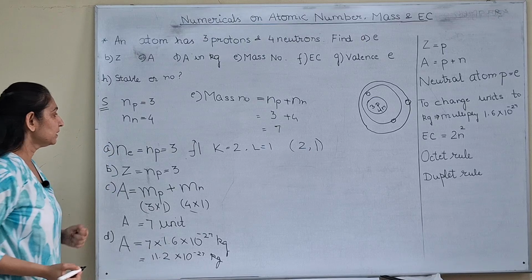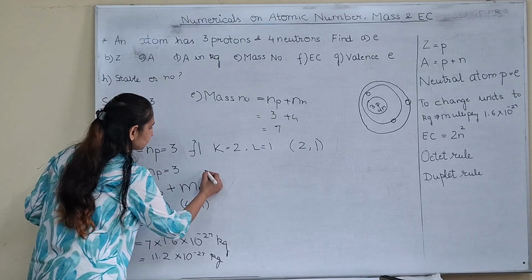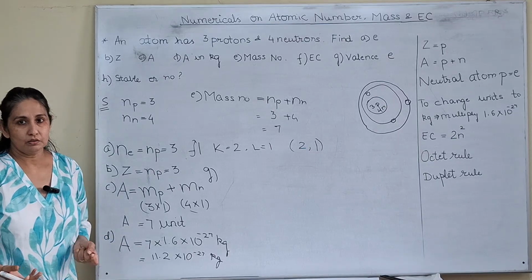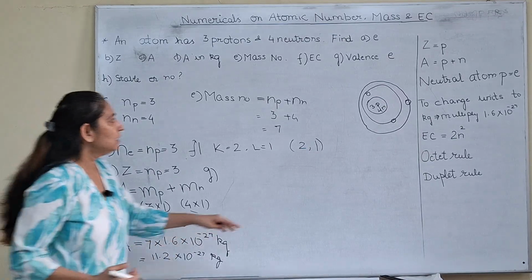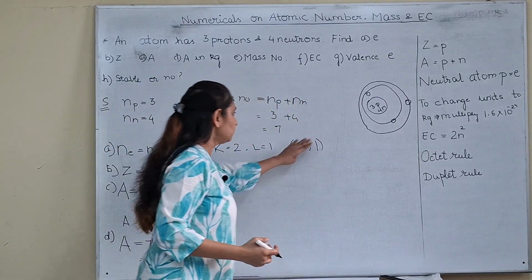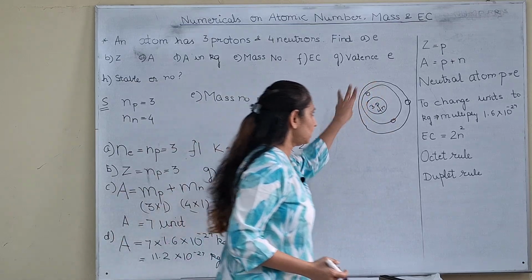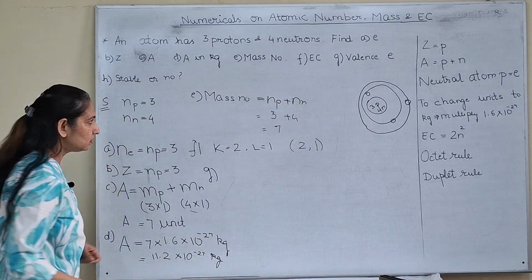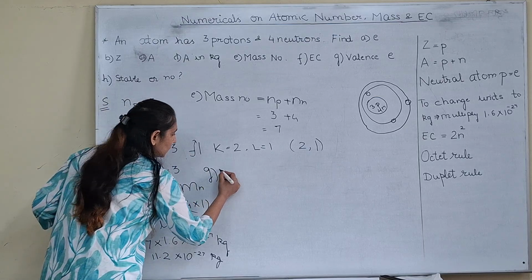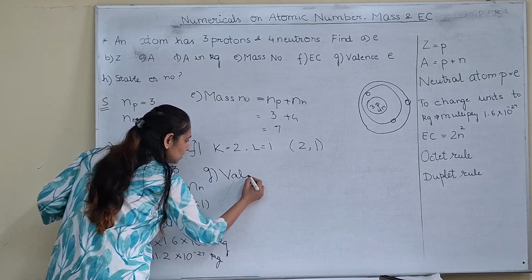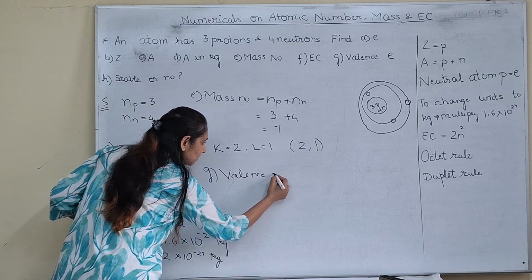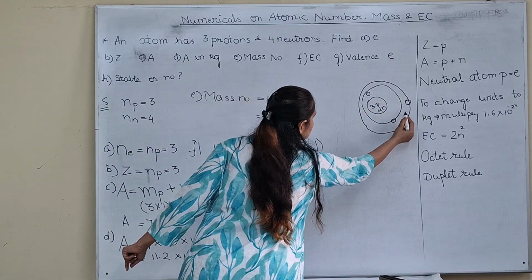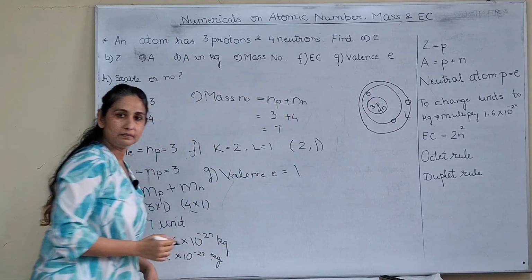Okay, then valence electrons. What was valence? How many electrons are there in the last shell? Valence electrons is the last shell, not the total of all electrons. How many electrons are in the last shell? 1. So valence electrons becomes 1. This is the L shell one, this is the only electron there.